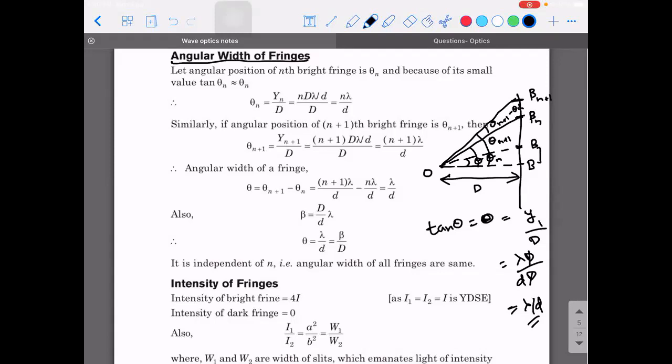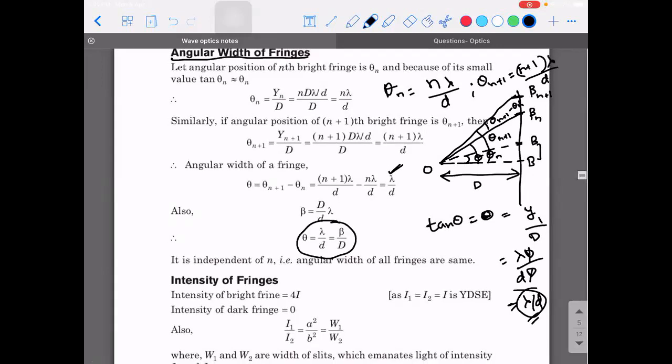So what is the theta n value? Theta n is n lambda divided by d. Theta n plus 1 is n plus 1 into lambda divided by d. If you subtract both, you will get lambda divided by d. This is the fringe width that I have written here. So that is why we are able to get theta equal to lambda divided by small d, or beta divided by capital D. From this, you need to understand one thing: the angular width of a fringe is independent of n, and the angular width for all the fringes is going to be the same in the case of YDSE.